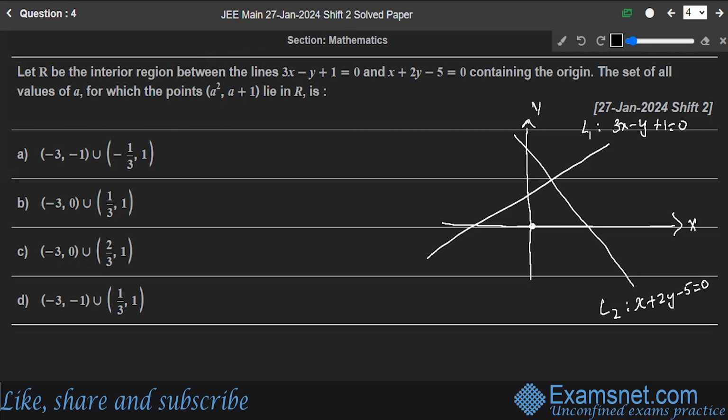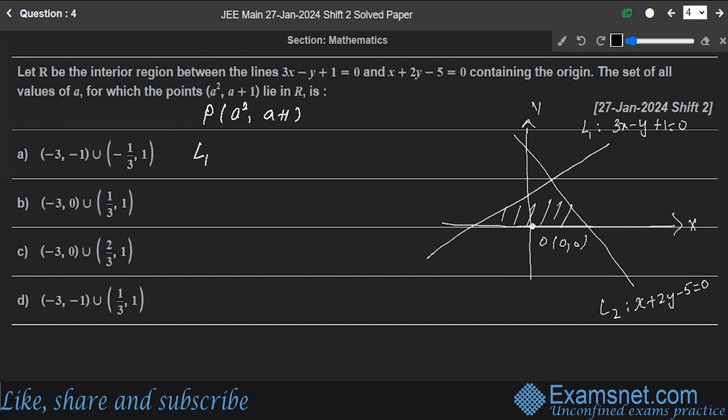Now in the question, this is the interior region. This is your origin, and this is your interior region, which contains the origin. Let R be the interior region between these two lines containing the origin. Now you have to find all the values of A for which these points will lie inside this given region. Okay. Fine. So for the first line, let's say this is the point P, A square and A plus 1.